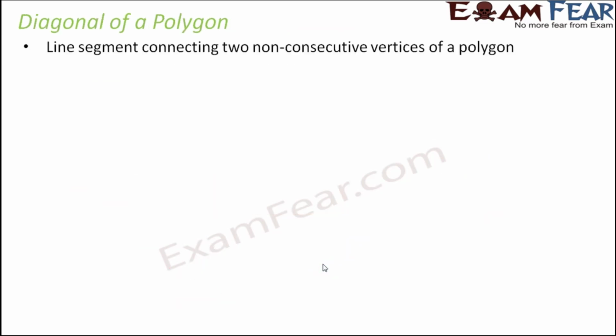Now, in terms of a polygon, every polygon has a very important parameter which is called a diagonal. What is a diagonal of a polygon? It is a line segment that connects two non-consecutive vertices of a polygon. When we talk about a polygon, we talk about its sides, that is the line segments which make the polygon. For example, in this polygon, this is one line segment, this is the second, third, fourth and fifth, and these five line segments together form the polygon.